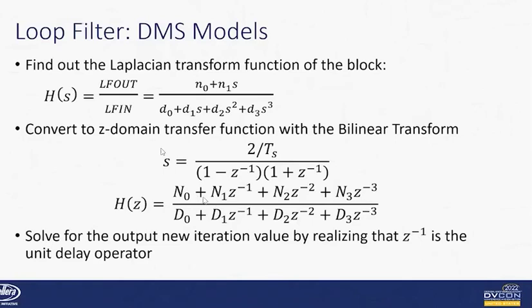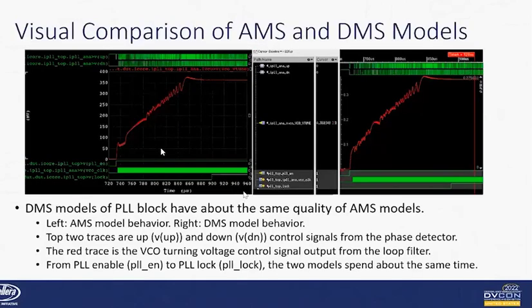By the way, all these coefficients are related to all the R's and C's in your loop filter. Whenever you have an RC change, you will have to update these coefficients. You will have to remodel and revalidate again, so that takes time. Showing here is one snapshot comparing the AMS model on the left and the DMS model on the right.